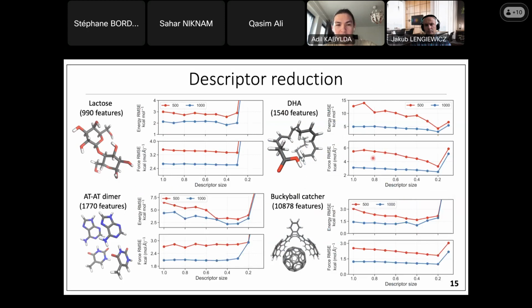And then we applied it to some other molecules, and in all of them, you can see that even for buckyball catchers, one of the biggest examples with 148 atoms, we can remove up to 80% of the original global descriptor. So we can say that these findings are general, and I will later show you some more justification of why and how exactly it works.